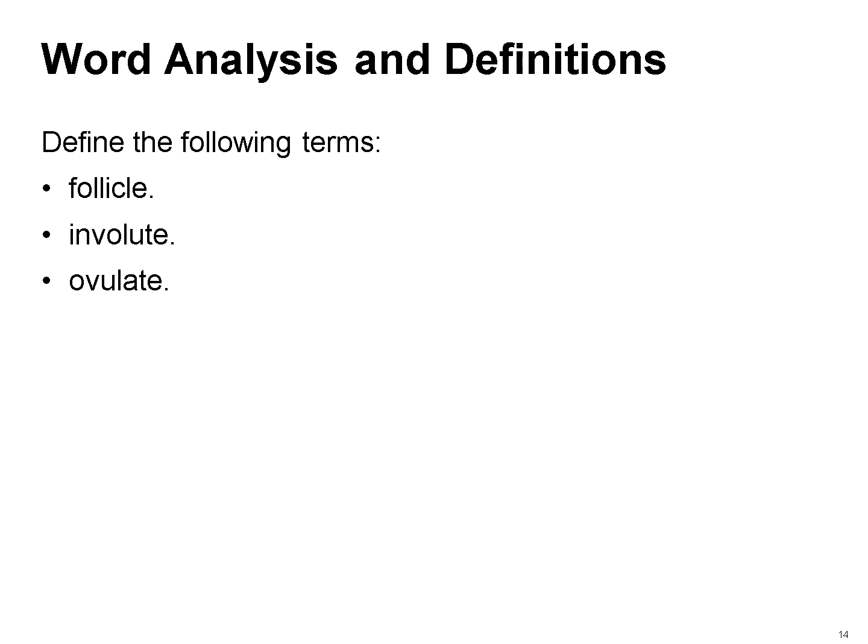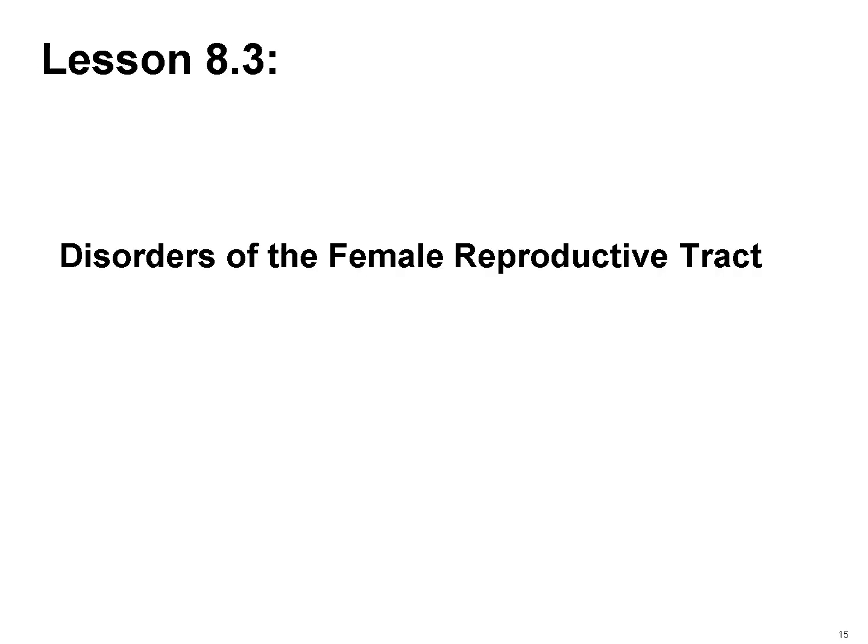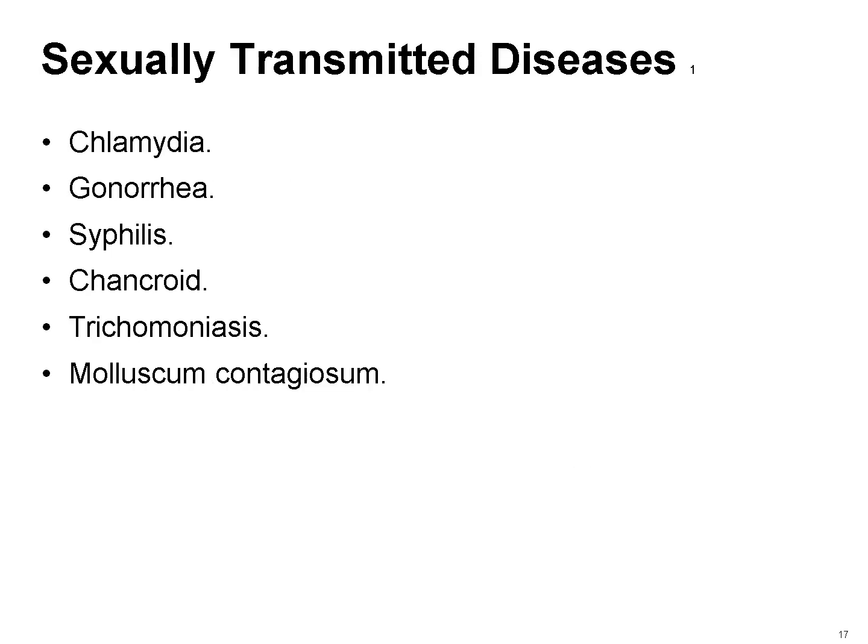This occurs around day 14 of the sexual cycle, marking a critical point for potential fertilization. Defining and understanding these terms lays a solid foundation for comprehending the processes and structures involved in human reproduction. Let's discuss the disorders of the female reproductive tract. Sexually transmitted diseases, or STDs, are a significant public health concern, with 15 million cases reported annually in the United States. Let's review some common STDs, their symptoms, diagnosis, and treatment.